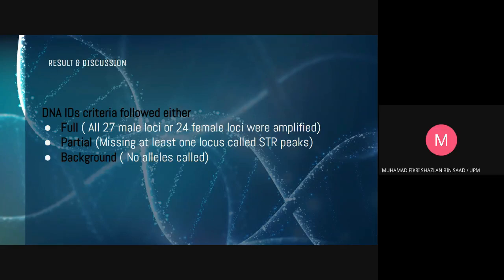For the results and discussion, the criteria for the DNA IDs are as follows. First is full, which means all 27 male loci and 24 female loci are amplified. Next, for partial, at least one locus is missing. And for background, no allele calls. Next.